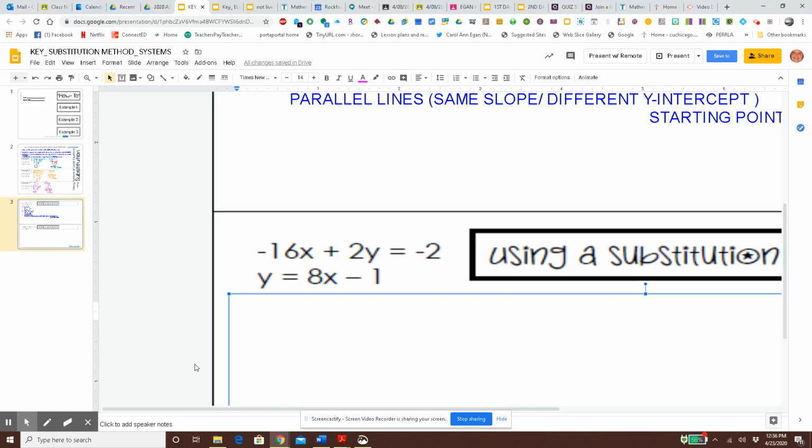So step 1, we have negative 16x plus 2y equals negative 2, and y equals 8x minus 1. So lucky us, step 1 has already been completed for us. Bold that, looks better for you. It's been completed for us, because we have y equal 8x minus 1.